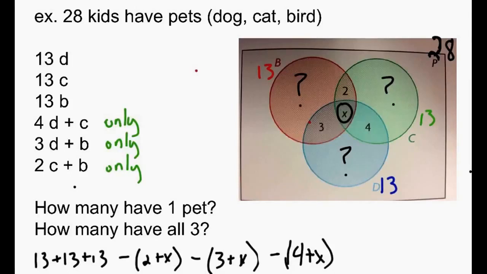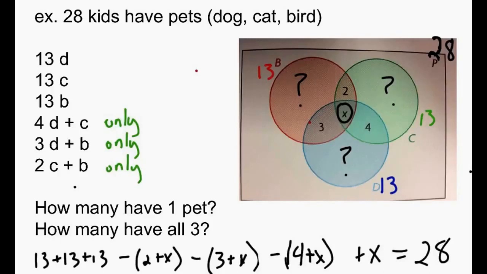And then our last step is, because we've sort of subtracted it out, we have to add that x back on there. So we've got our overlap taken away, add the x back on, that will then equal our total. So in this case, we know our total is 28 kids. So there's the formula that you'd have to use to be able to figure out what that triple overlap is. Okay, looks confusing, and it is, but let's try to simplify it a little bit.